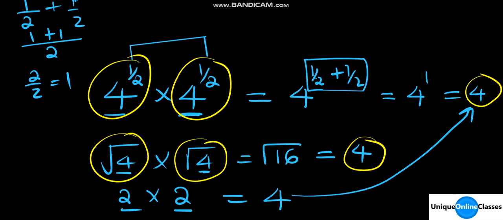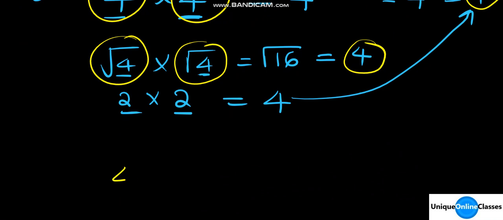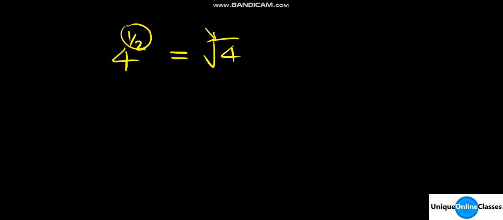What's the relationship? We can conclude that 4 power half is the same as writing root of 4. It's the same thing. The half represents the root. Let's apply that law, along with multiplication law number 5.